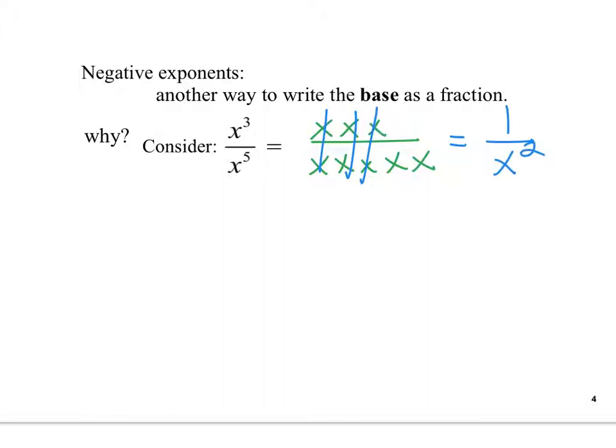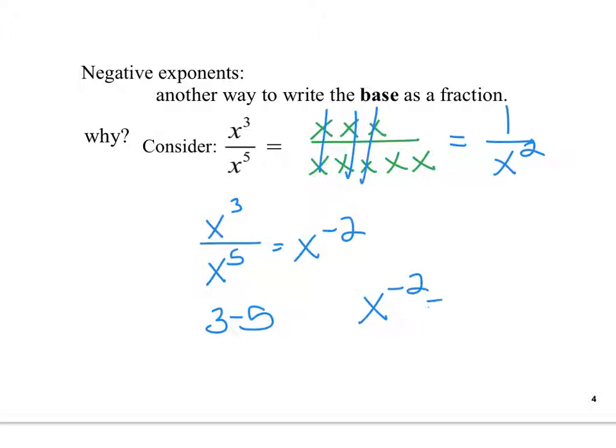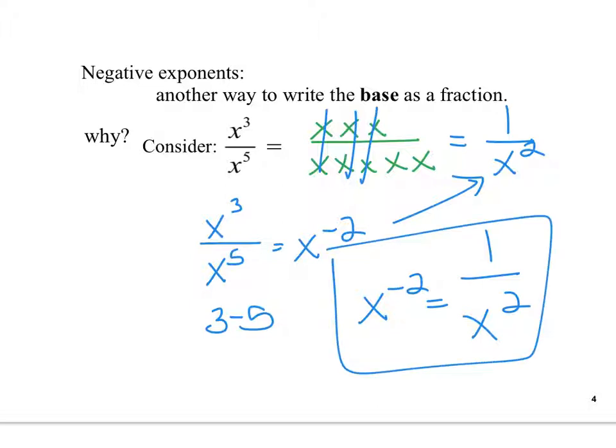But if I do this using our exponent rules, and it is division, I do 3 minus 5. And 3 minus 5 is negative 2. So x to the negative 2 power is the same as 1 over x squared. And that's how negative exponents work.